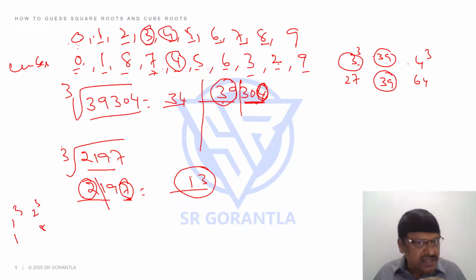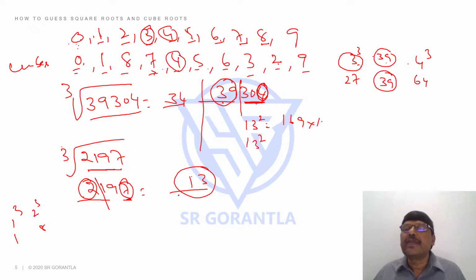You can always confirm. As I said, students, if the given number is a perfect cube, you are 100% right. Otherwise, it is approximately correct. So let us say 13 square, you know, is 169. What is 13 cube? Multiply one more time.